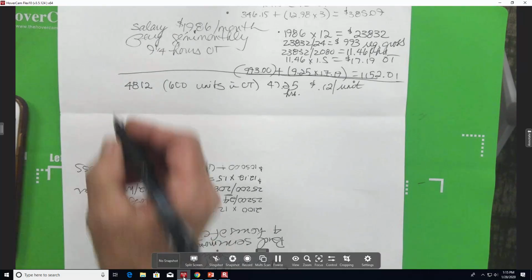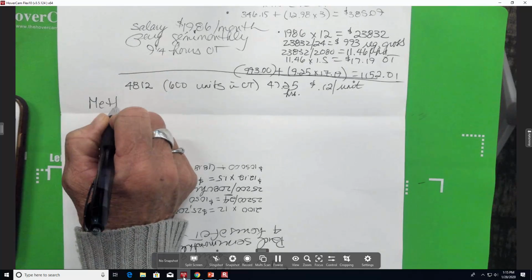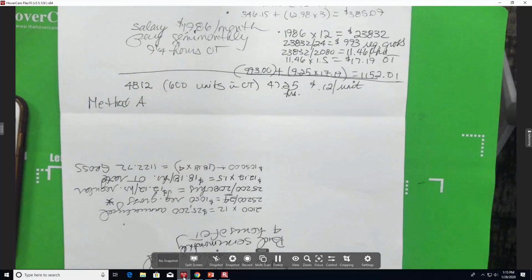So method A. Step 1 is to figure out what is her regular gross for all 4,812 bottles of honey. How are you going to do that? The hourly rate? No, you don't have an hourly, you have a piece rate. How are you going to get just her gross? How many units does she inspect and how much does she get paid a unit? So go ahead, write that formula out and come to that number.